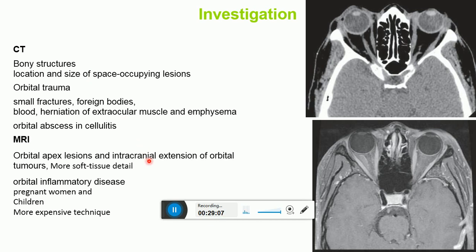MRI, magnetic resonance imaging. It can demonstrate orbital apex lesions, intracranial extension of orbital tumors, and for imaging orbital inflammatory disease. Serial short T1 inversion recovery known as STIR scans are valuable in assessing inflammatory activity in thyroid eye disease. Can be used for pregnant women, for children, but it is a more expensive technique. So this is the CT scan, you can see the bones, and this is the MRI.